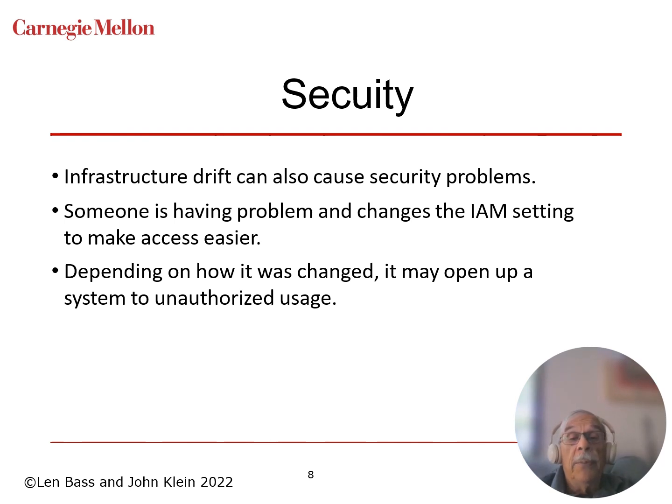Infrastructure drift can cause security problems. Somebody is having a problem and changes the IAM, the setting that controls access, which at least in AWS is incredibly complicated. And so it's easier just to make it default. Everybody can do everything. So somebody's having a problem, they change the IAM, and this may open up a vulnerability. And so again, if it's infrastructure as code and you're changing it in the script, then the script is reviewed and somebody says, no, you can't do that.